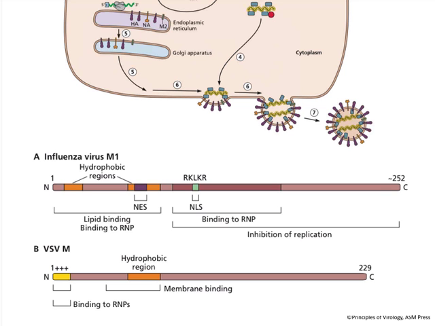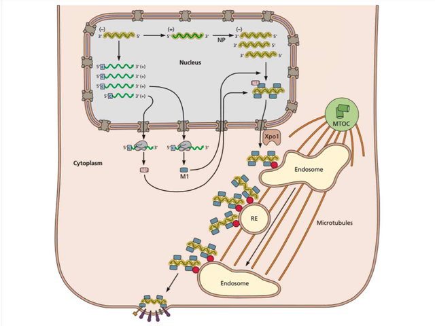What allows the M protein to associate with the plasma membrane? Let me go back and just emphasize what I'm talking about. The M protein, M1, is this blue rectangle, which gets imported into the nucleus, and it binds the viral RNP. That M protein is eventually going to form the inner layer of the virus just below the membrane. The question is, how does it find the plasma membrane? How does it attach to it?